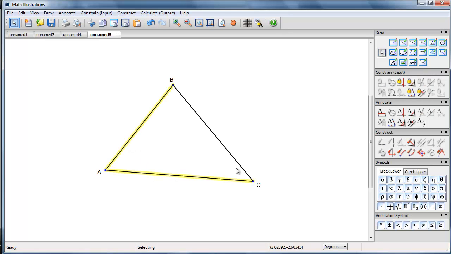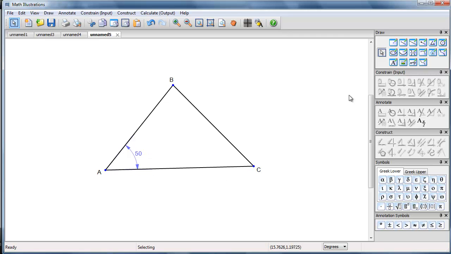I'm going to constrain the angle BAC by selecting the two line segments and then coming up to my angle constraint. And I'm going to make that 50 degrees. I'm going to then constrain the angle ABC to be 80 degrees.